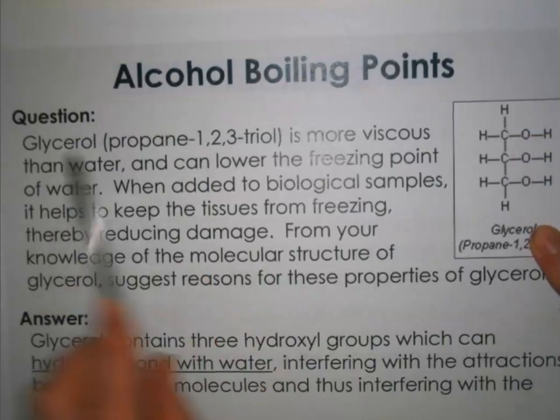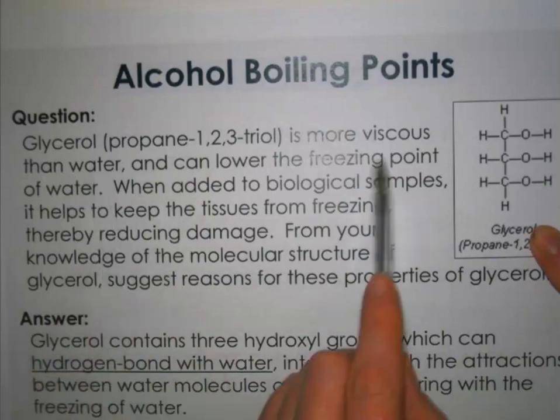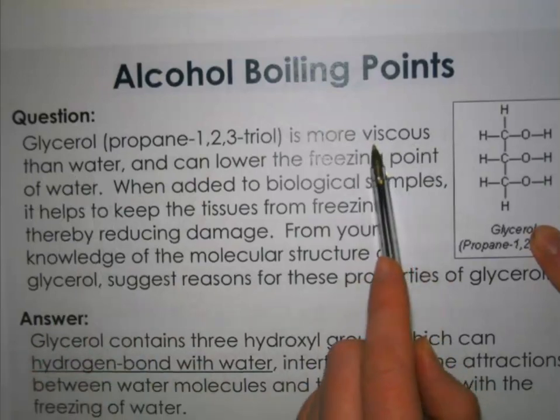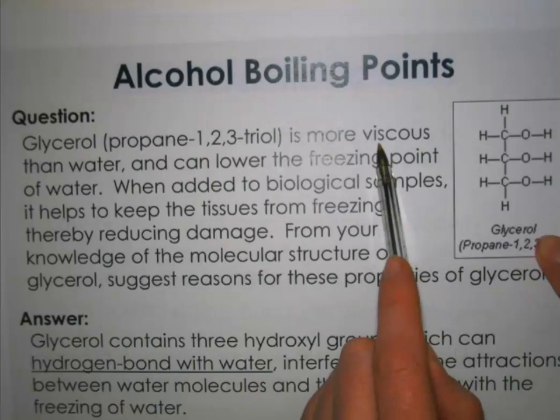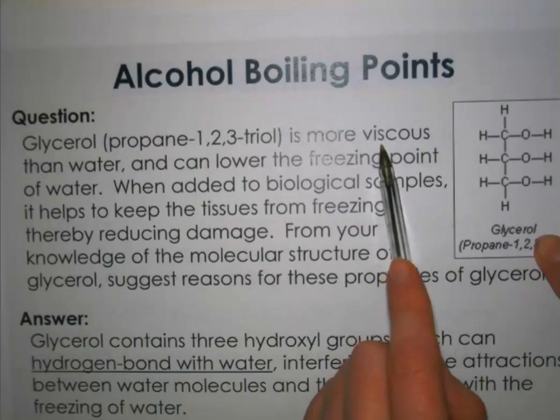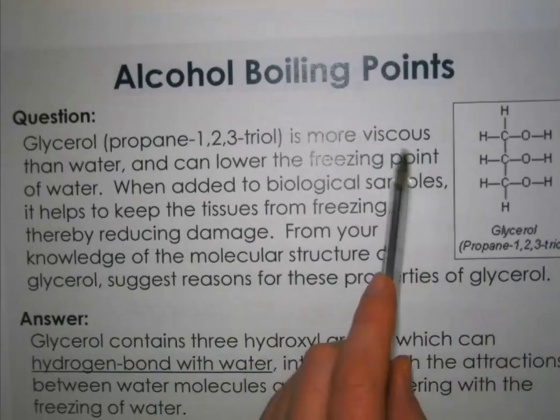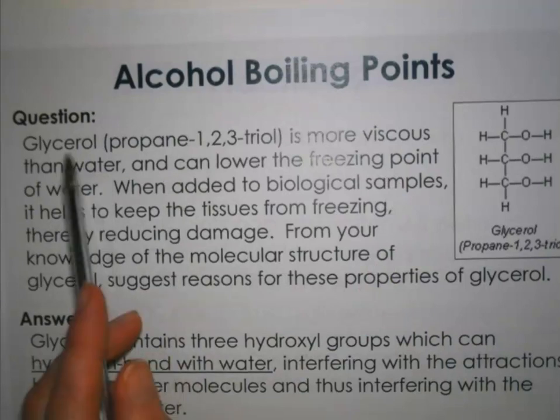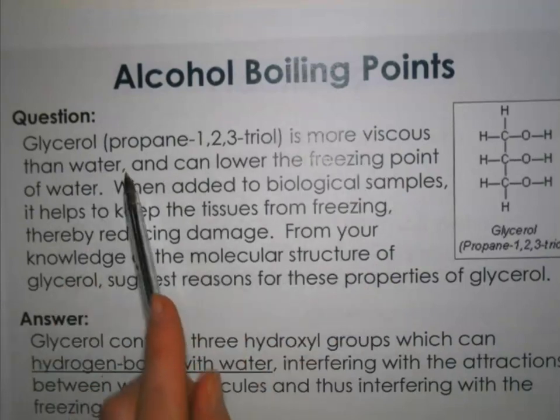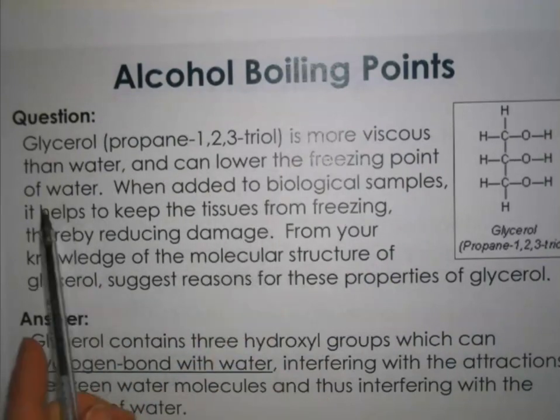Okay, so glycerol is more viscous than water. Viscous means kind of like thickness. So honey, for example, is more viscous than water because when you pour it, it's going to have that long, slow kind of movement, right? Versus water just runs right out. So glycerol is more viscous than water and can lower the freezing point of water.